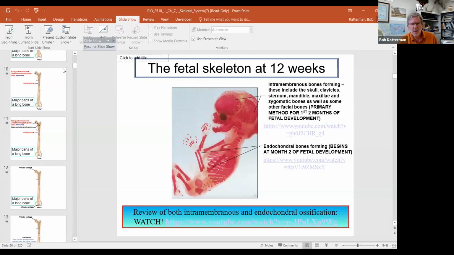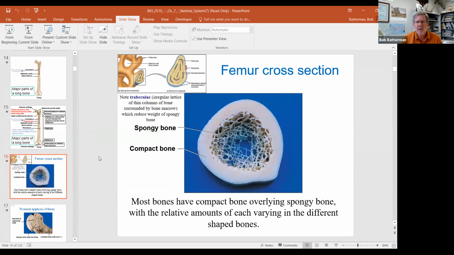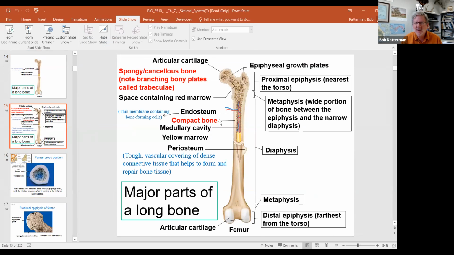Long bone structure. This is the slide I was trying to pull up. Do y'all see that slide with the major parts of the long bone? Yeah, okay. There's a lot sandwiched in there. I stuck a lot of terms in there, but this is the same diagram that was in the lab exercise. I think it was exercise 12.